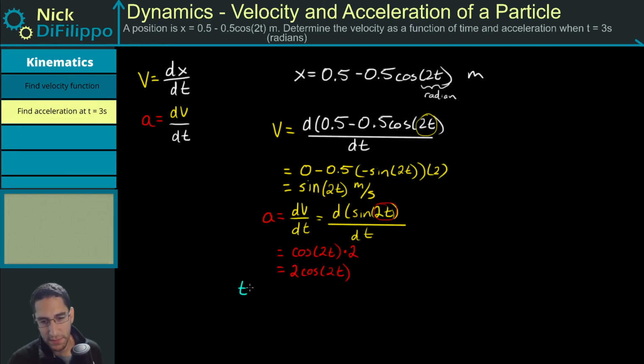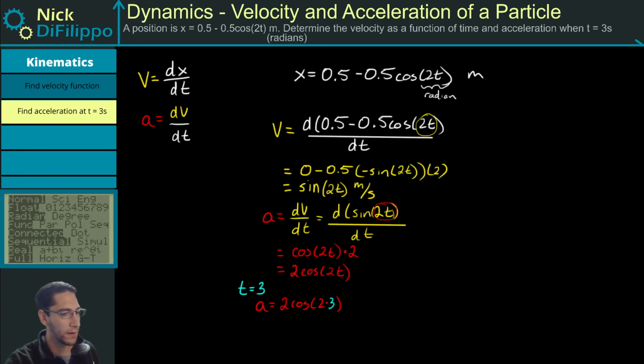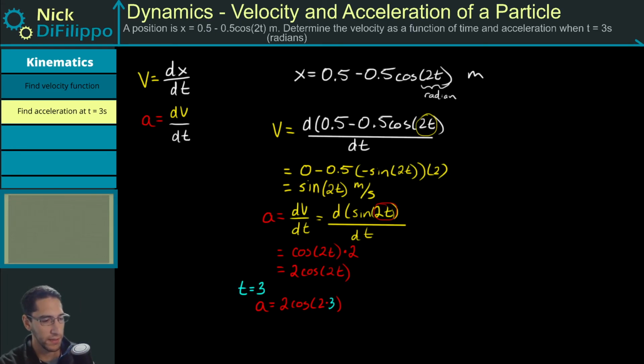We need to evaluate this expression when t is equal to 3 seconds. So our acceleration is equal to 2 times the cosine of 2 times 3. To do this, we need to bring out our calculator. The first thing we need to make sure is that we are in radians, and we are. Once we're in radians, we can just plug this in: 2 times the cosine of 2 times 3, or 6. And we get that our acceleration is equal to 1.92 meters per second squared.